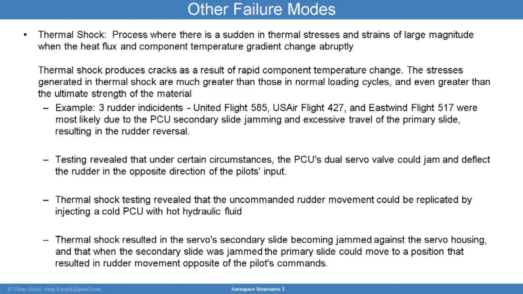There are examples. For example, there is United Flight 585, US Air Flight 427, and Eastwind Flight 517, the three rudder incidents, where the PCU secondary slide jamming and excessive travel of the primary slide resulted in a rudder reversal. The latter did a test that revealed that under certain circumstances, the PCU's dual servo valve could jam and deflect the rudder in the opposite direction of the pilot's input.